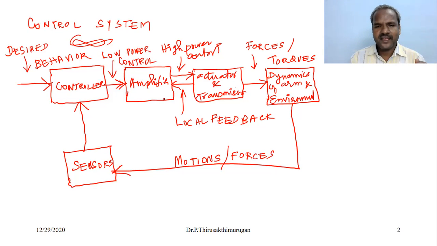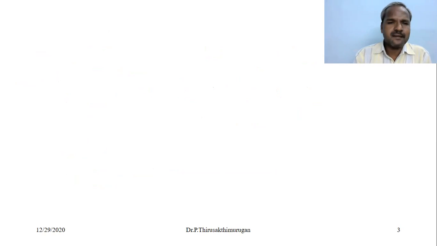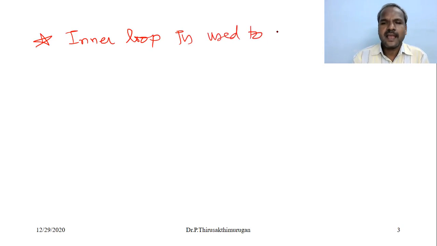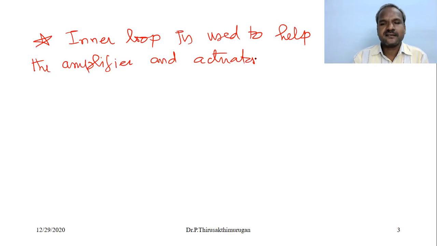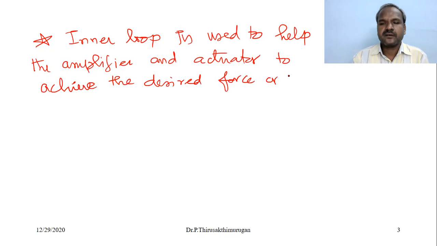So controller, amplifier: the amplifier input is low power, output is high power. There is a local feedback to the actuator and transmissions. So this is fed to the dynamics of the robot. Clear? So here, you see, the inner loop is used to help the amplifier and actuators to achieve the desired force or torque.